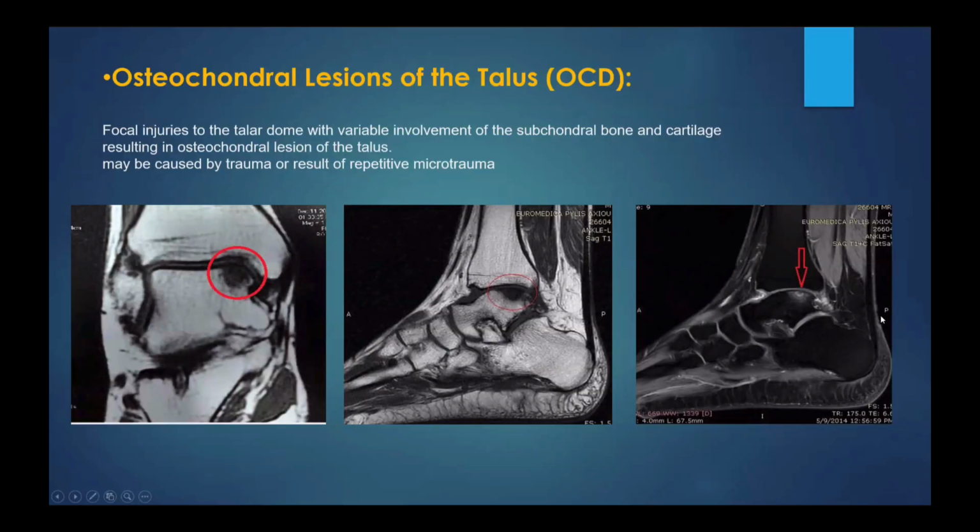Also, one of the common traumas we encounter during our practice is osteochondral lesion of the talus. It's a focal injury to the talar dome with variable involvement of subchondral bone and cartilage. It may be caused by trauma or repetitive microtrauma. As we can see here, focal bone marrow signal alteration involves the medial aspect of the talar dome. It's seen on the sagittal T1 weighted images and as edema on sagittal T2 fat sat.